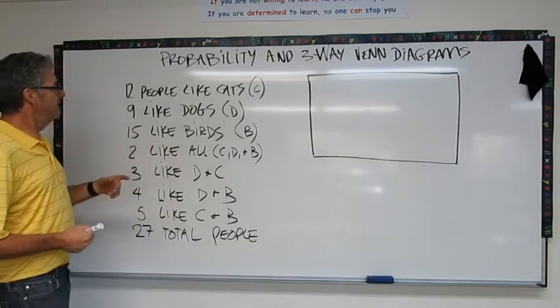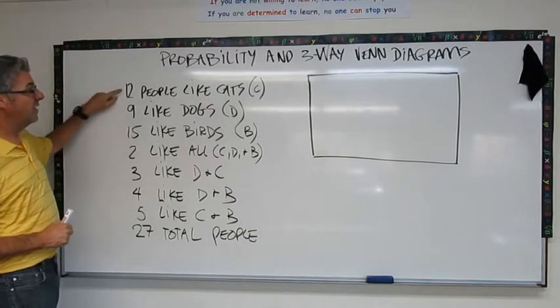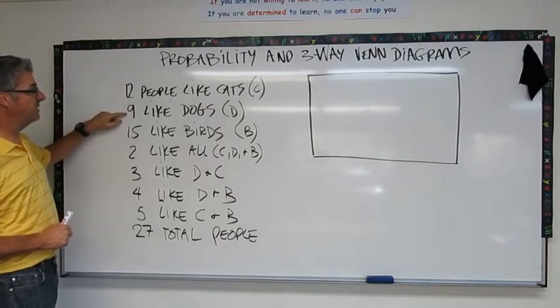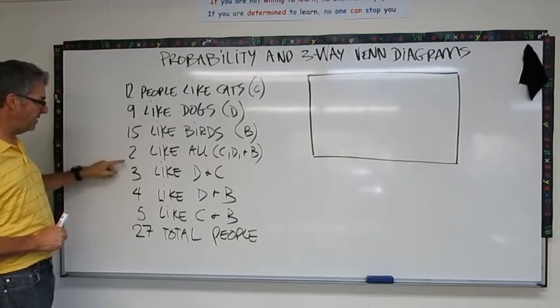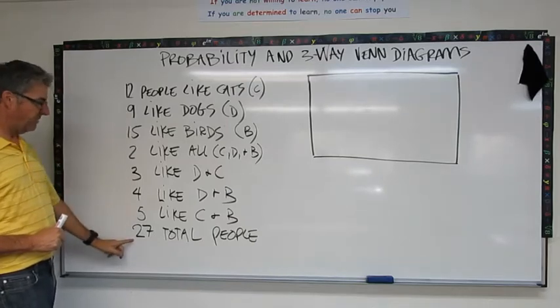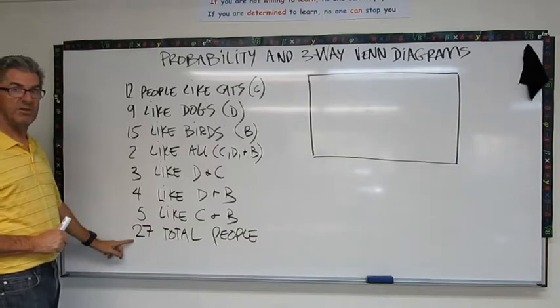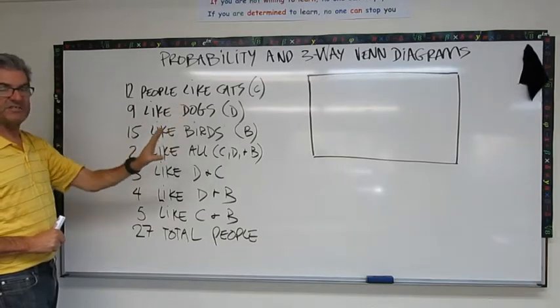Okay, so the basics here are that we have 12 people who like cats, 9 people who like dogs, and 15 people who like birds. And then we have a bunch of other conditions, and we also have 27 people total. So we're going to walk through filling out this Venn diagram.